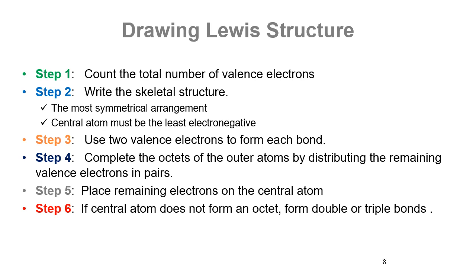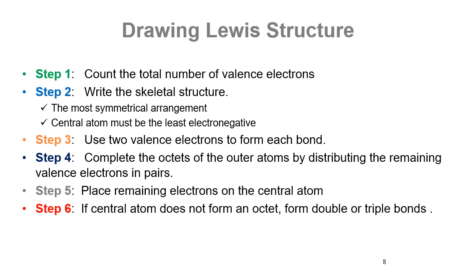Let's say CO2. So CO2 means that there are two oxygens, one carbon. So carbon, and then oxygen on the left and oxygen on the right. It doesn't matter, as long as it has the most symmetrical arrangement, and the central atom must be the least electronegative. To know this, you have to know the periodic table. The elements on the right side of the periodic table are the most electronegative.